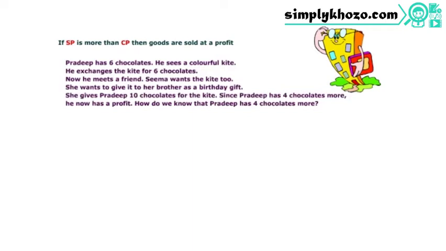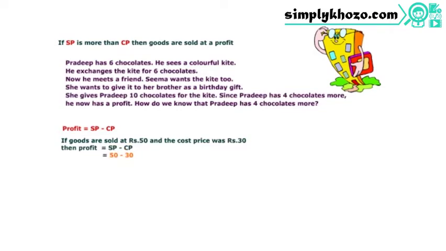How do we know that Pradeep has 4 chocolates more? Profit is equal to SP minus CP. If goods are sold at rupees 50 and the cost price was rupees 30, then profit is equal to selling price minus cost price, that is equal to 50 minus 30, that is equal to 20. Therefore, profit is rupees 20.